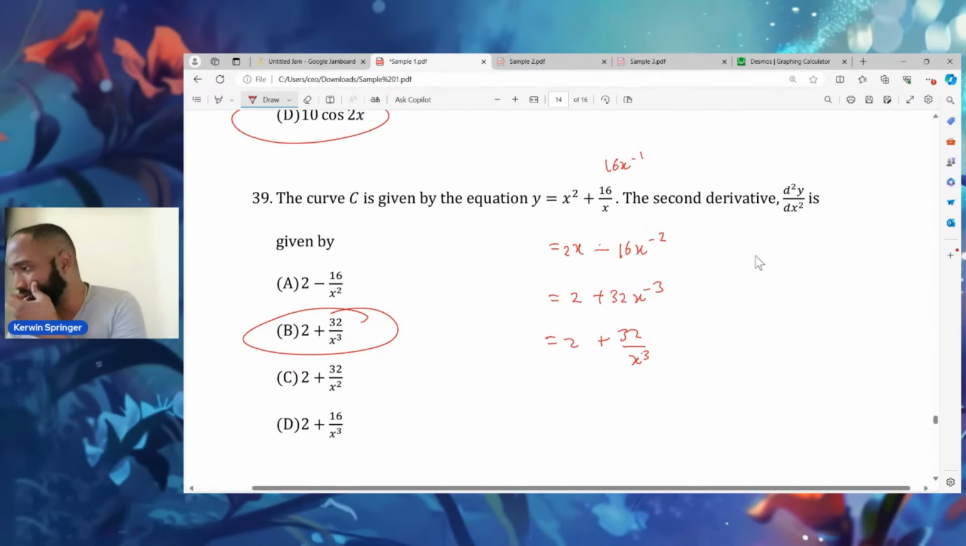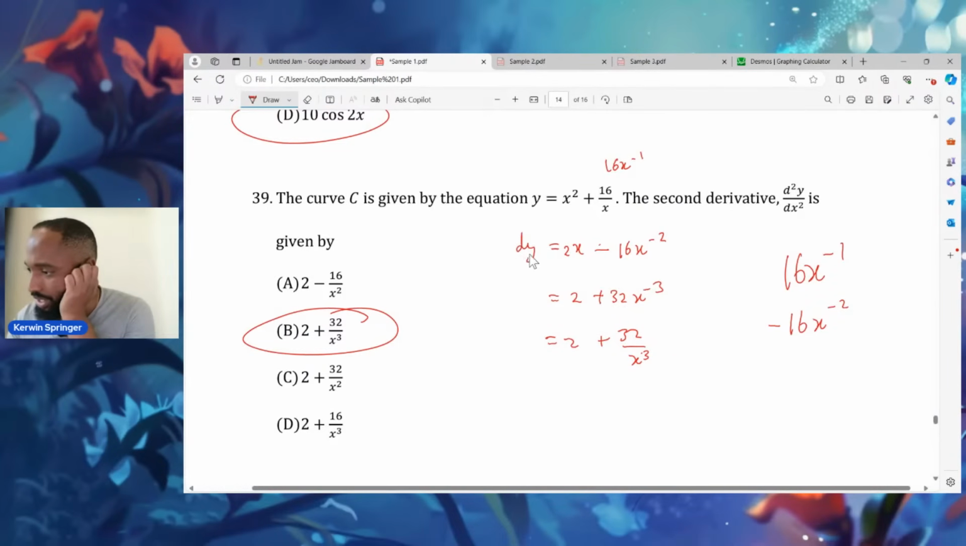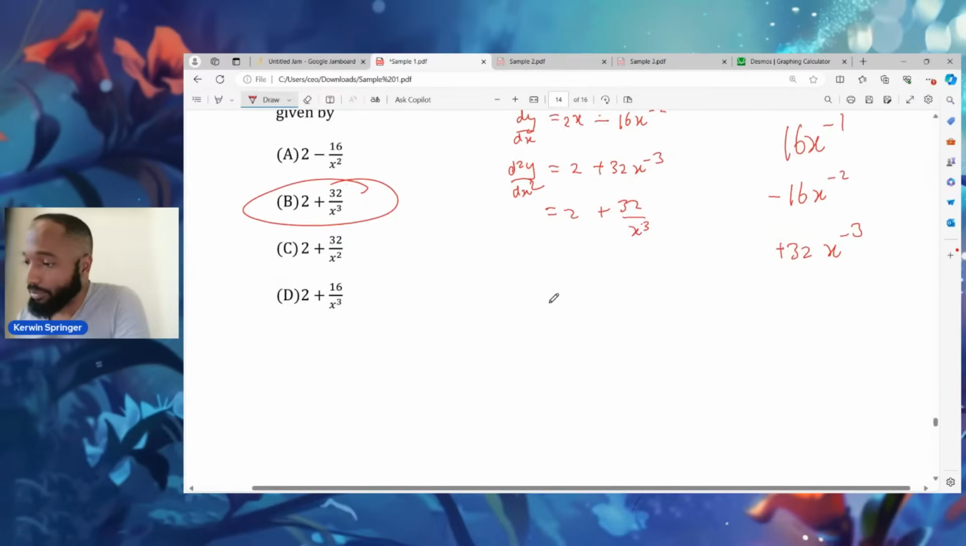Because I was differentiating 16x to the negative 1. When I differentiate this, the negative 1 will come down here and mash up my positive sign. So I get negative 16, and this will go down again, negative 2. And when I differentiate it again one more time, so this one was dy dx and this one was d2y dx squared, the negative sign comes back down and turns it back to positive, but with the x to the power of negative 3 this time.